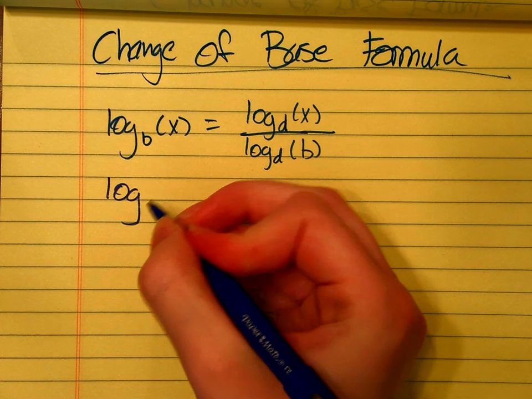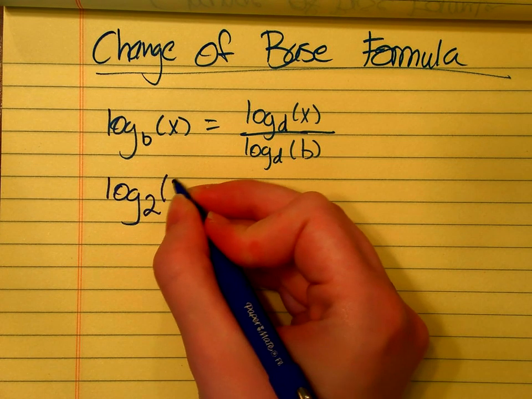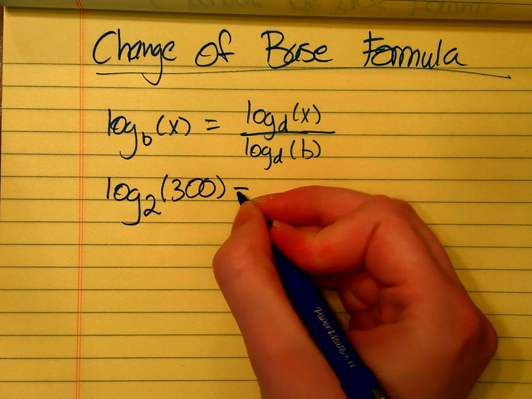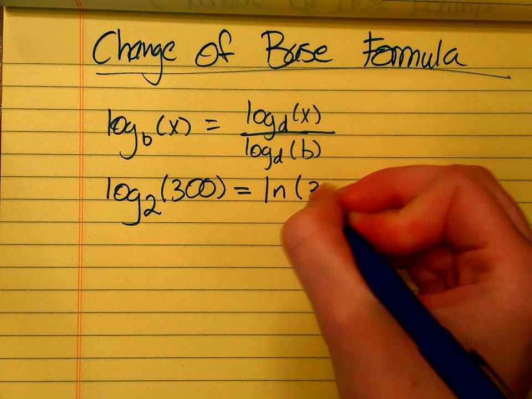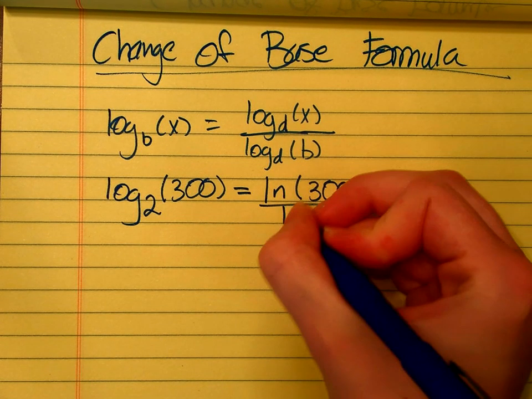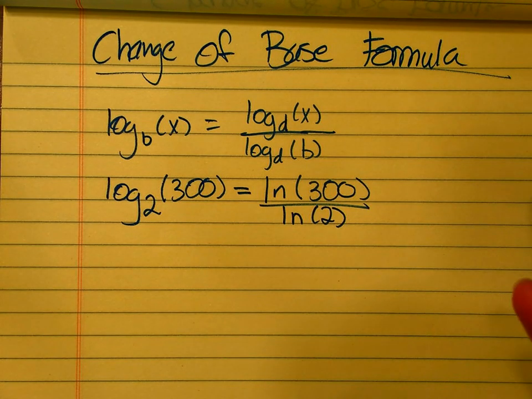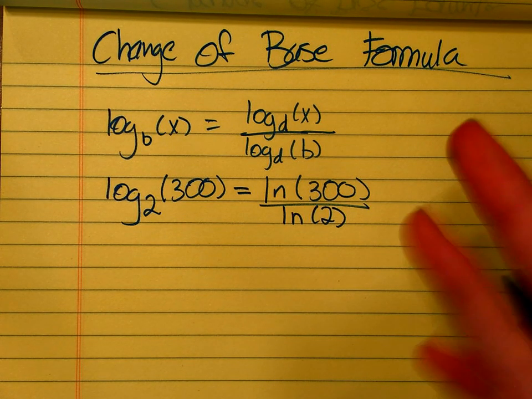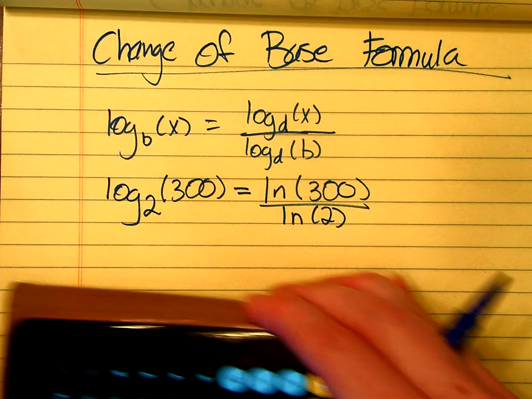So in numbers, that means, say, log base 2 of 300 is the same thing as the natural log of 300 divided by the natural log of 2. Now you could pick a different number rather than natural log, but we're already very good at working with natural logs, and our calculator literally has a button to work with natural logs. So let's go ahead and start working with this.